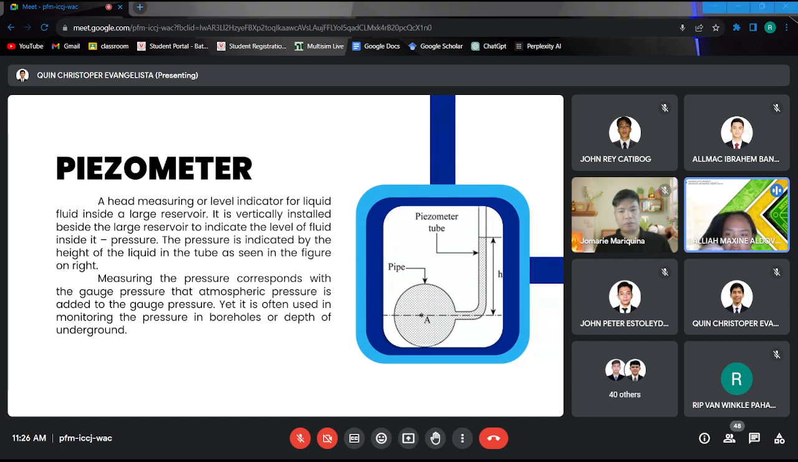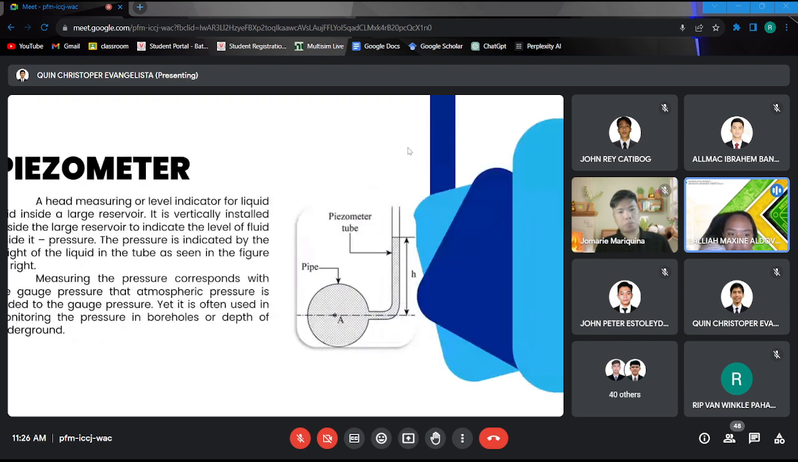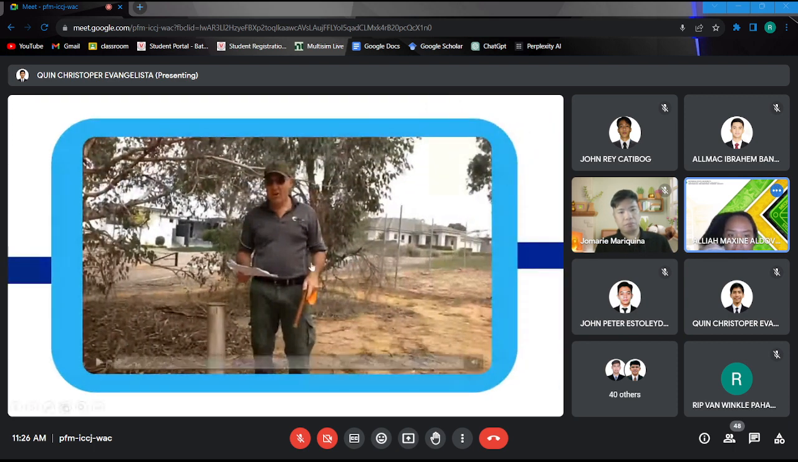Then the pressure is indicated by the height of the liquid in the tube as seen in the figure on the right. The measured pressure corresponds with the gauge pressure, so atmospheric pressure is added to the gauge pressure. It is often used in monitoring the pressure in boreholes or depth of underground. There is a video we can watch to better understand the piezometer.